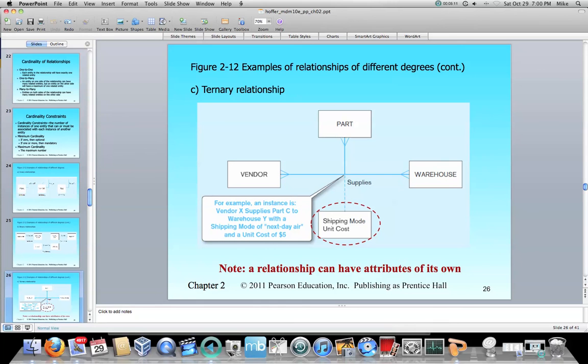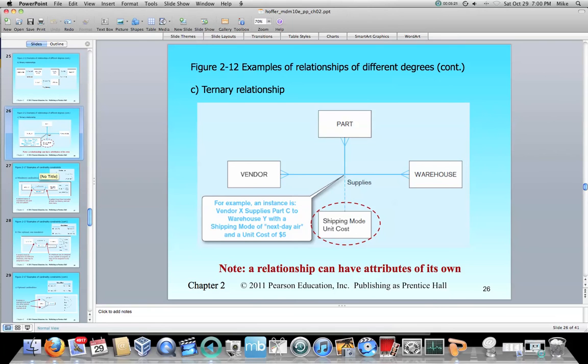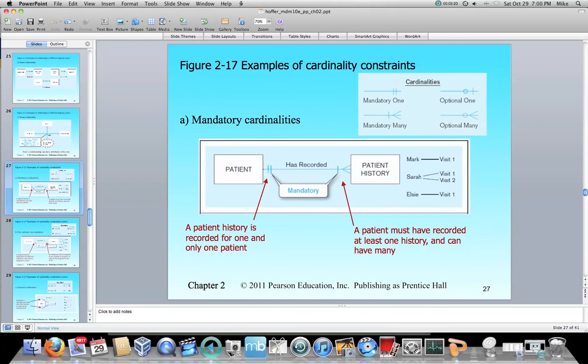So in this case, a relationship can have attributes of its own, and a vendor to part to warehouse is all many to many to many. That's actually a ternary relationship. Then we have cardinality constraints. So now we're talking about mandatory.